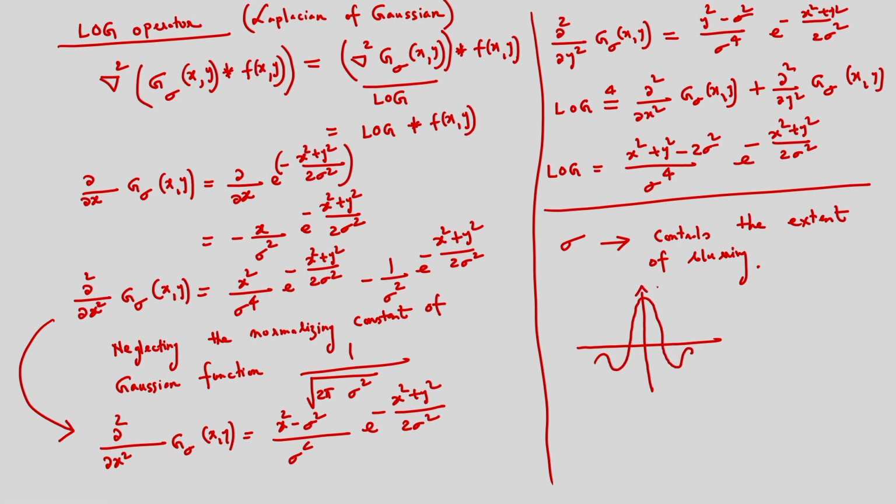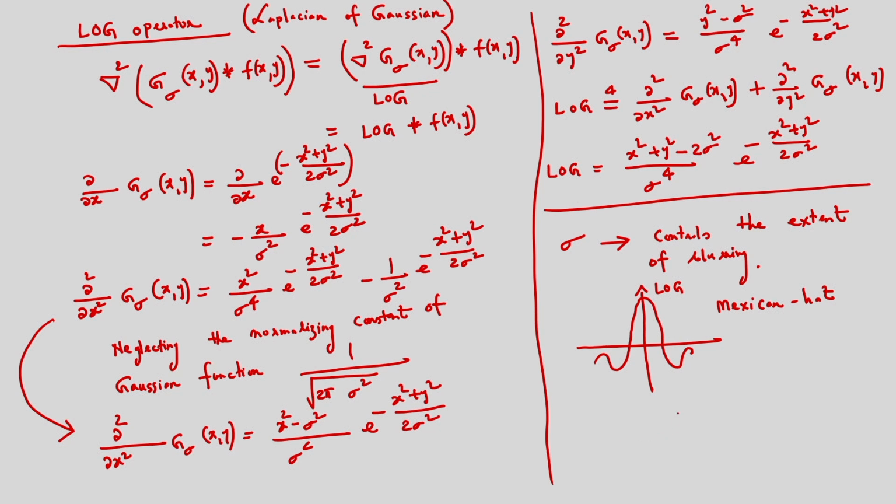And this is the LoG function, the LoG operator. This shape is something like the Mexican hat shape. So this is the Laplacian of Gaussian. And one important point is the human retina frequency response looks like this. In this case, it is the bell shape, and the sigma controls the extent of blurring.